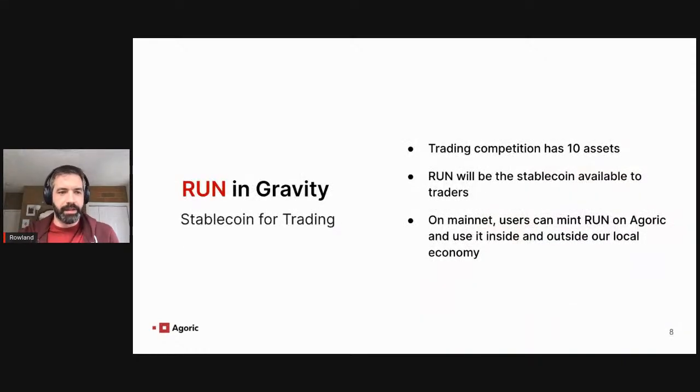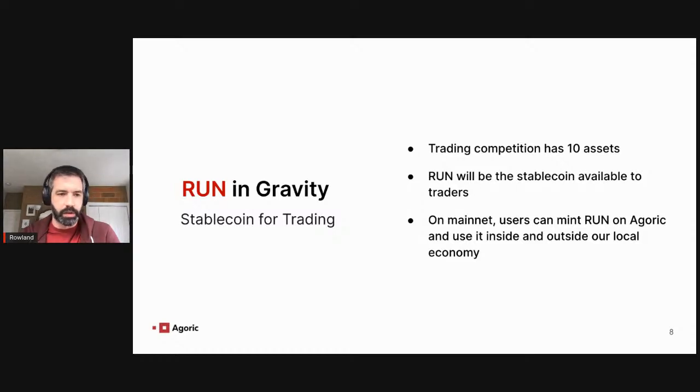And as an exciting point for Agoric, Run will be part of this Gravity DEX competition. As of right now, there are 10 assets that have come from other Cosmos-related sponsors, including Agoric. And Run will be the only stable coin. So the rest of them will be volatile. But if you're denominating your trades in dollars, which is how the prizes will be awarded, then you'll look to denominate in Run as you trade through the competition.